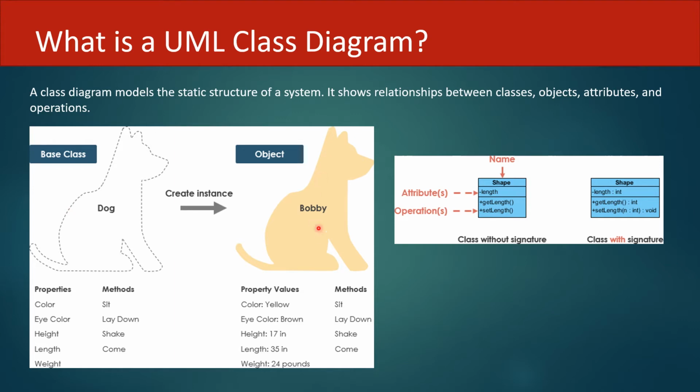Now, what is an object? An object is an instance of a class. So every class has some properties and some methods. How is it represented in a UML class diagram? It is represented in a rectangle box which is partitioned into three sections. The upper partition holds the name of the class, the middle partition holds the attributes, and the lower partition holds the operations.